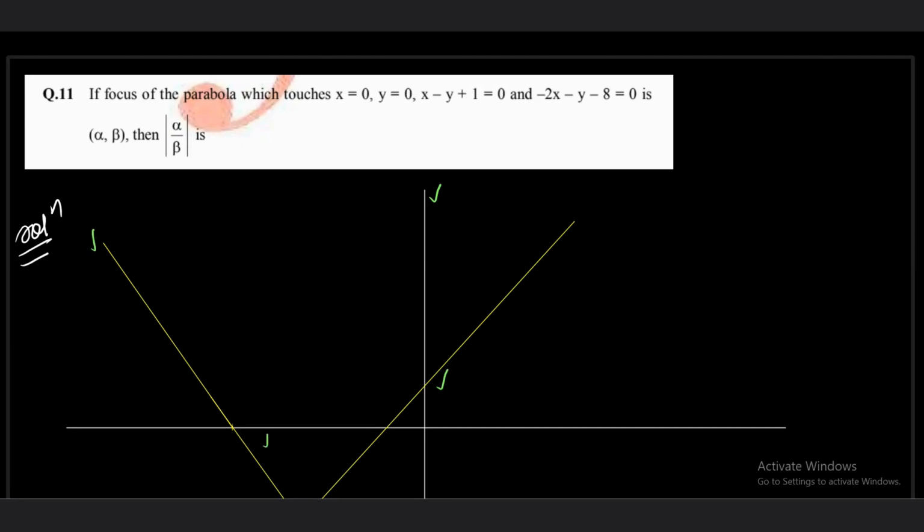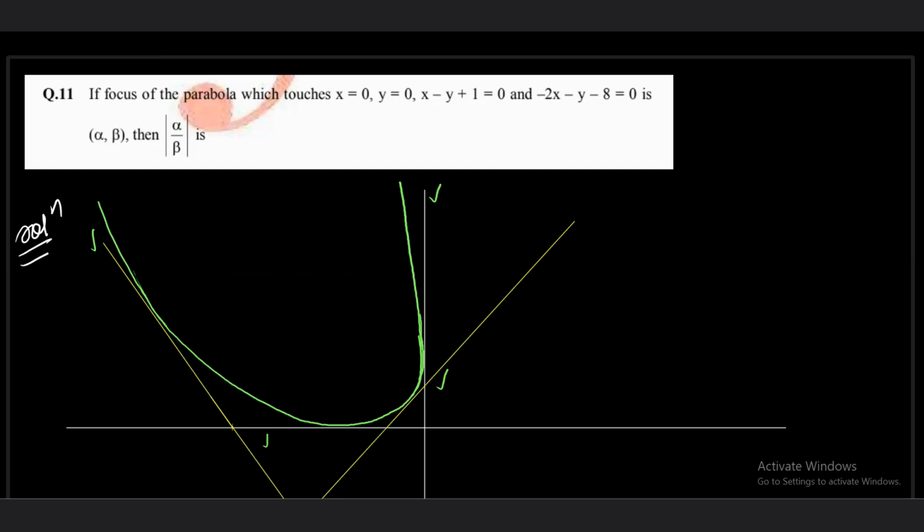Okay, how can we trace it? Maybe the parabola is something like this. So I have traced it a little. Okay, the parabola will be something like this, touching all the four sides, and I need to find out its vertex. Sorry, not vertex, the focus of the parabola.